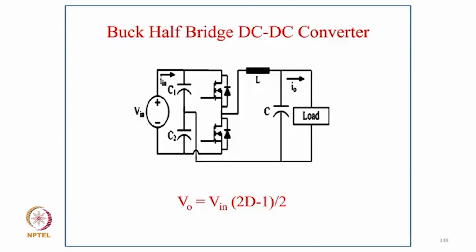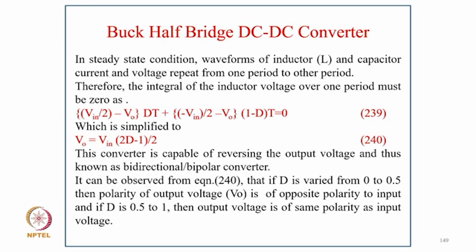Now coming to the buck half bridge DC-DC converter, here you can see the relation comes from the circuit: VO equal to V in (2D minus 1) divided by 2. In steady state condition, the waveforms of the inductor and the capacitor current and voltage repeat from one period to the other. Therefore, the integral of the inductor voltage for one period must be zero: (V in by 2 minus VO) D T plus (minus V in by 2 minus VO) (1 minus D) T equal to 0, from which we get VO equal to V in (2D minus 1) divided by 2. So this converter is capable of reversing the output voltage and is thus known as a bidirectional bipolar converter.